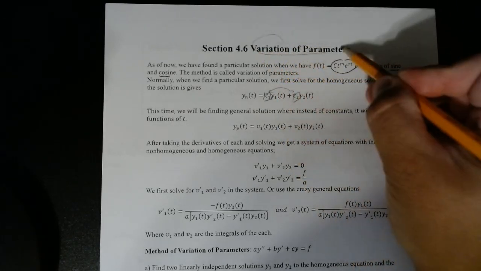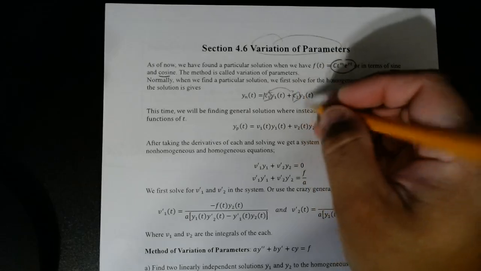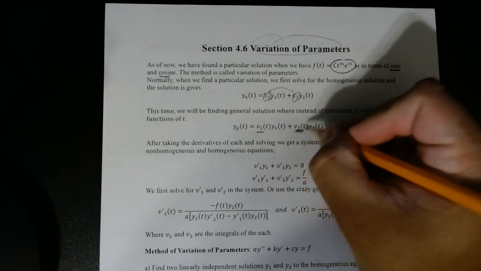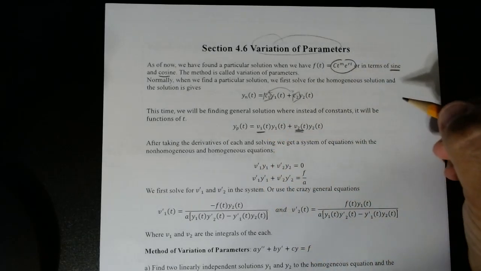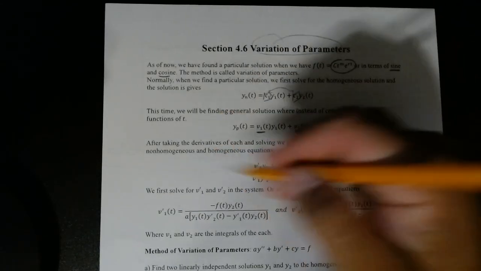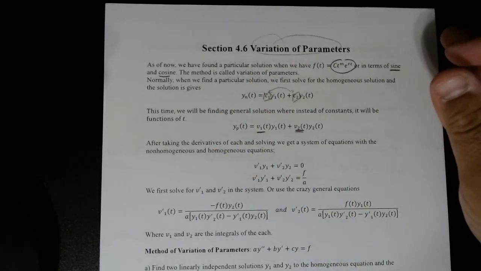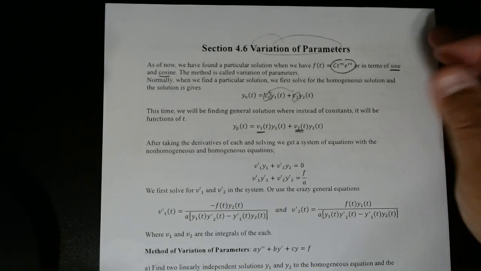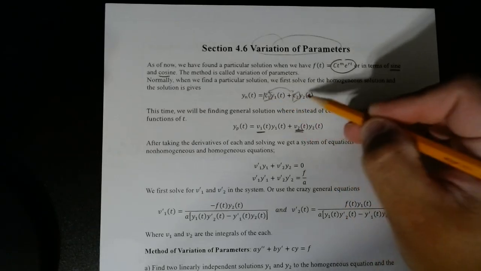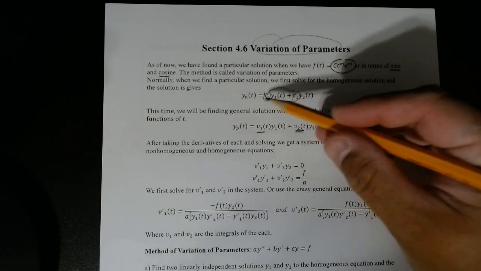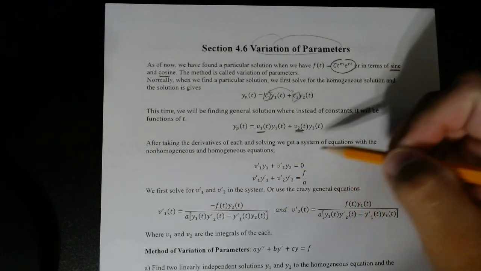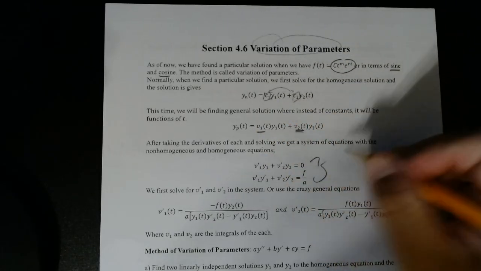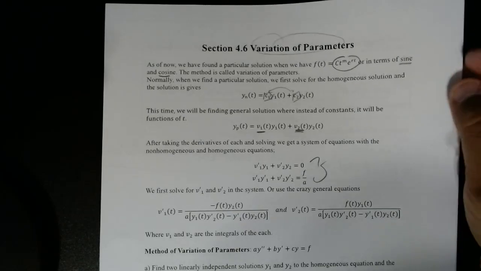That's what variation of parameters represents: what if instead of C1 and C2, they're v1 of t and v2 of t? Now they're functions of t. So that's what we're going to be dealing with in this case. Variation of parameters is a very long and lengthy process, but it's the same process: plug the functions into the differential equation and solve for each one individually. However, since we have v1 and v2, we're going to have a system of equations. So here's our system of equations we have to solve accordingly.